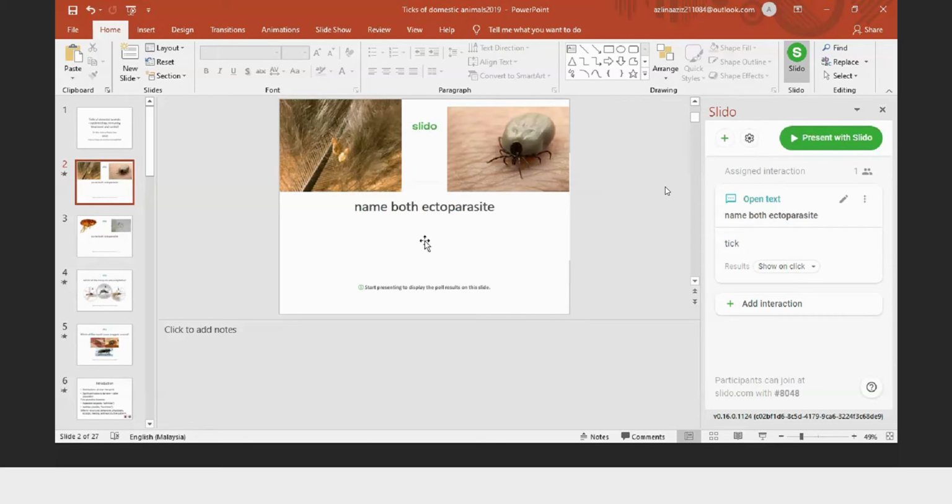Okay, can you guys see the picture? Because it doesn't come out when I do the presenter mode. Okay, so now you guys can start. Were you able to reach slido.com and enter the code? Okay.